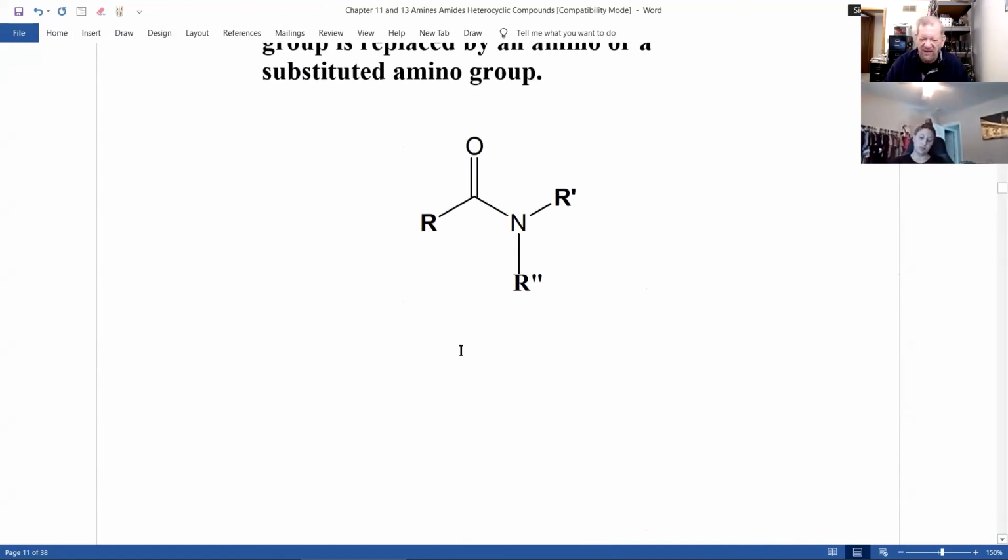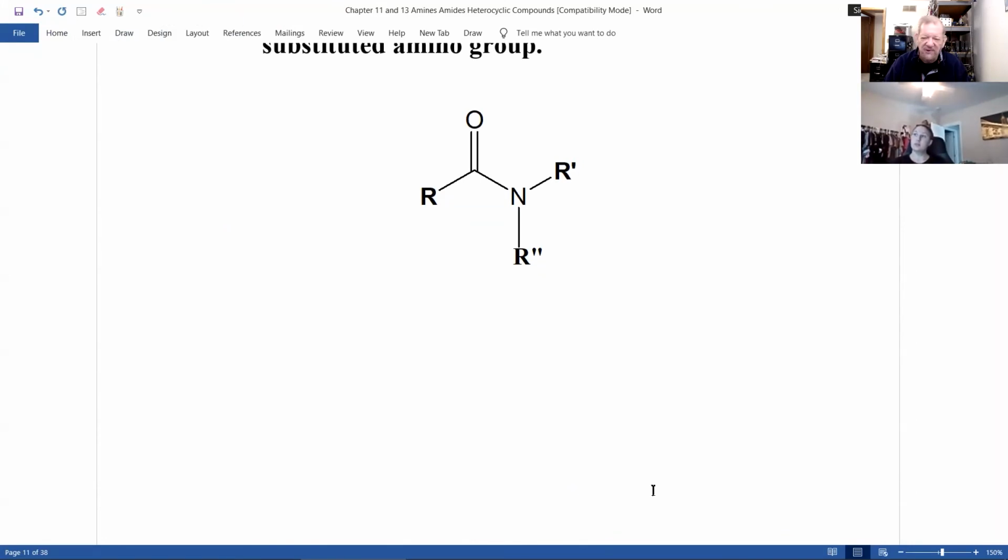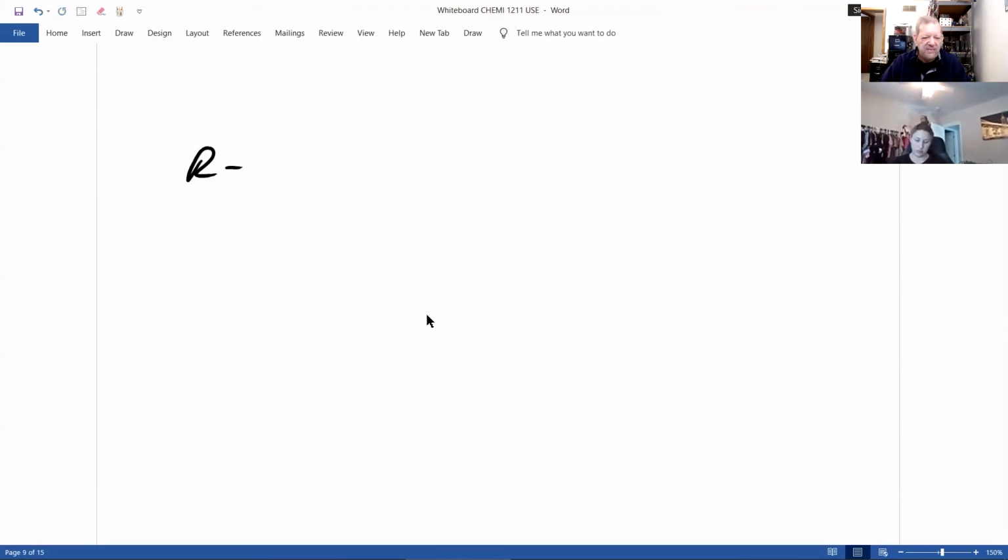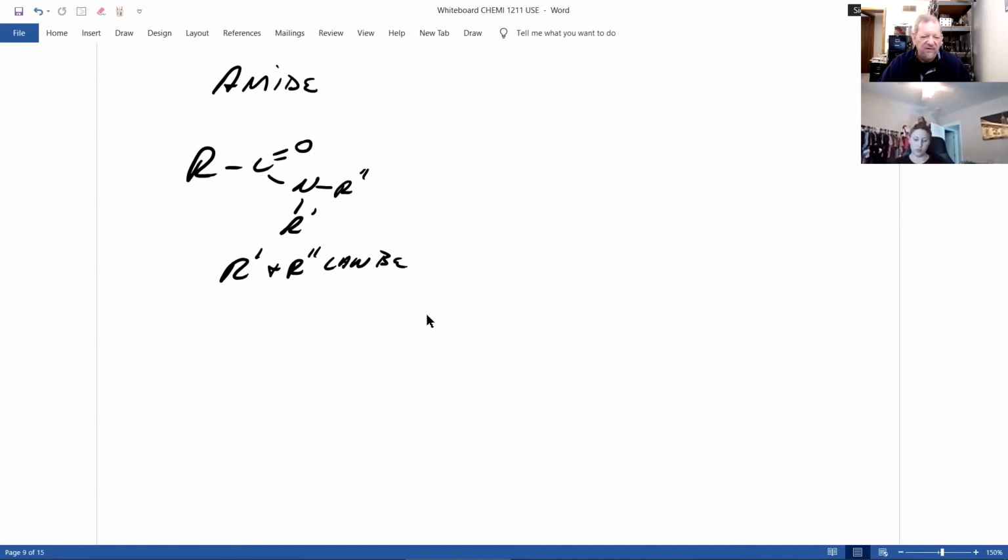And here we have an amide, the way my software drew it. Let me rewrite it. Have a carbonyl, carbon double bond oxygen with an R group on it. And attached to that carbonyl is a nitrogen. And on that nitrogen, we have 2 groups, R and R prime. And this is an amide. And I should point out R and R prime and R double prime can be hydrogen.